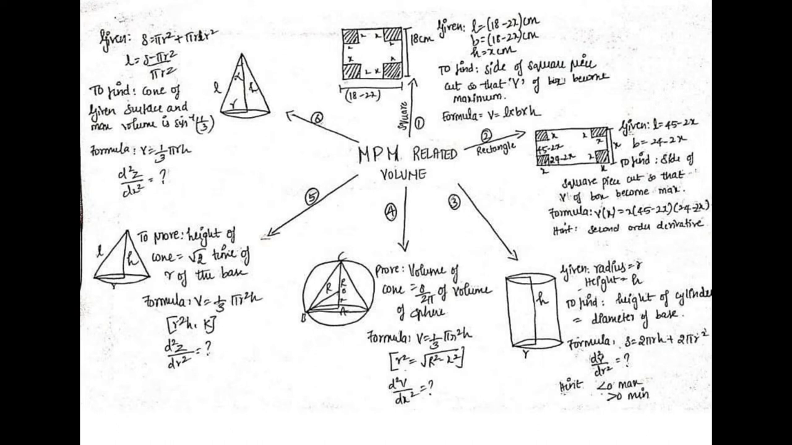Fifth one. To prove: height of the cone is equal to root 2 times r of the base. Formula: V is equal to 1 by 3 pi r square h.